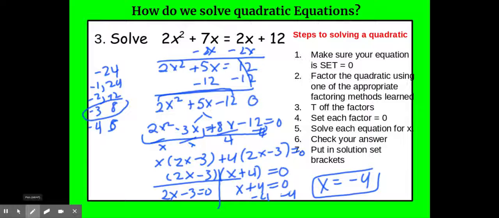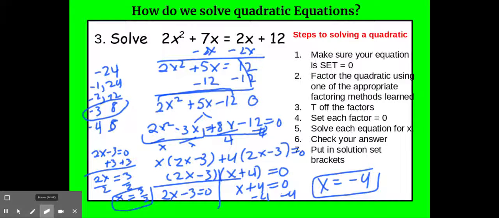And now for this 2x, I'm going to write it up here. 2x minus 3 equals 0. You're going to add 3 to both sides because it's a two-step equation. Bring down your 2x. Bring down your 3. And now a divide by 2. So the answer here is x equals 3 over 2. So we have two solutions, a fraction and negative 4.